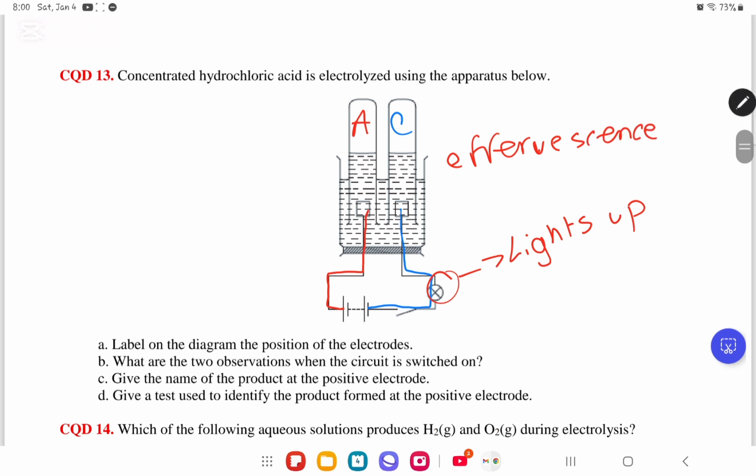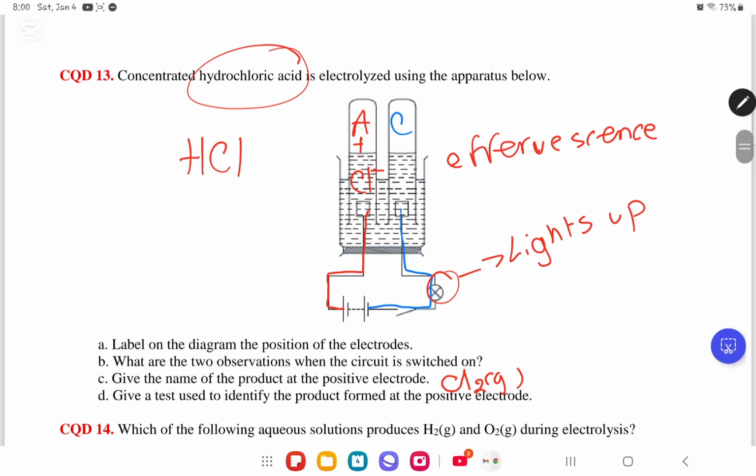Now, we are discussing hydrochloric acid, which is HCl. Now, they're telling us, give the name of the product at the positive electrode. So what will form at the anode? Definitely Cl- is gonna form, but it will not form as Cl-. Instead, it will form as chlorine gas, which is Cl2 gas.